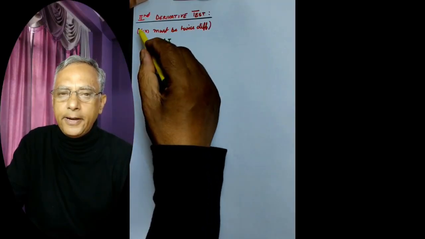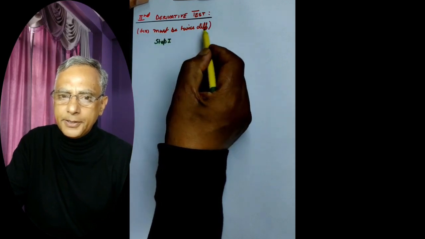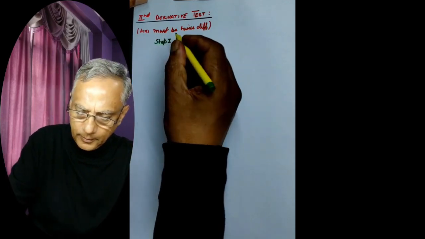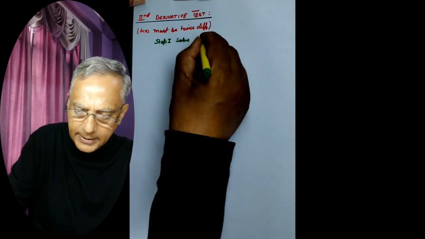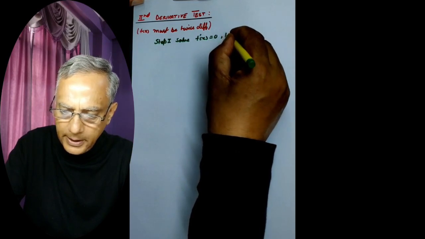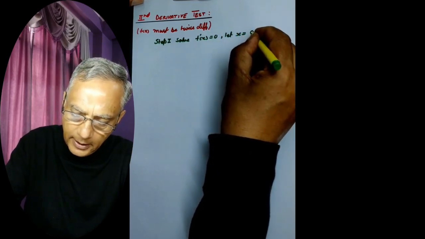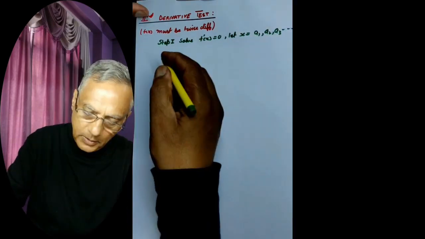Now I come to second derivative test. Here the function must be twice differentiable. Step 1 is solve f dash x is equal to 0. Let its roots be x equal to a1, a2, a3 and so on. Step 2.